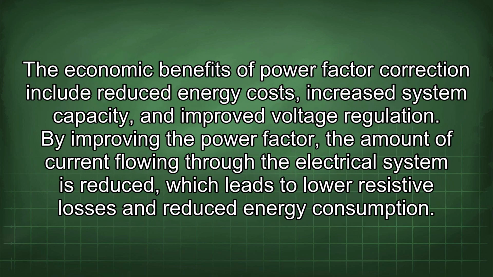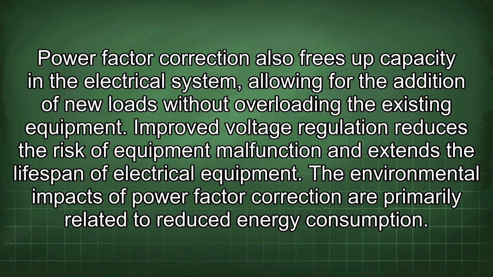The economic benefits of power factor correction include reduced energy costs, increased system capacity, and improved voltage regulation. By improving the power factor, the amount of current flowing through the electrical system is reduced, which leads to lower resistive losses and reduced energy consumption. Power factor correction also frees up capacity in the electrical system, allowing for the addition of new loads without overloading the existing equipment. Improved voltage regulation reduces the risk of equipment malfunction and extends the lifespan of electrical equipment.